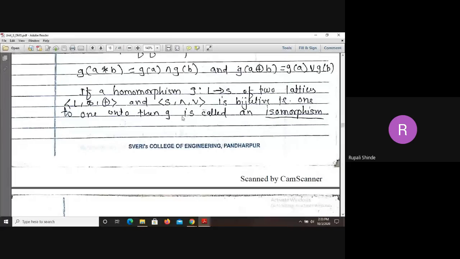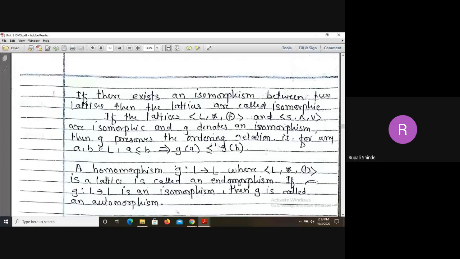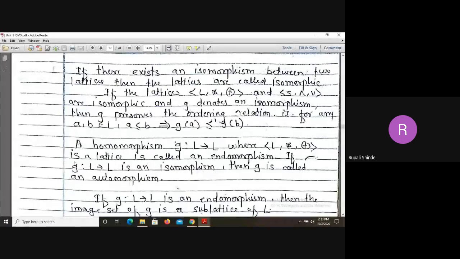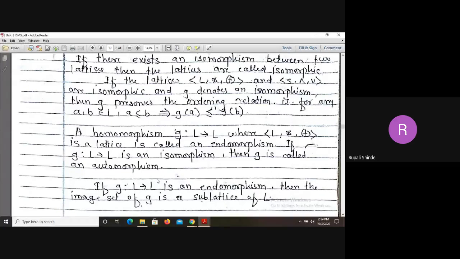What is isomorphism? If that function G is both one-to-one and onto, then the homomorphism G is called an isomorphism. And the next definition, endomorphism: if homomorphism G is defined from L to L, then G is called an endomorphism. And for automorphism, if that function G is an isomorphic function, then G is called an automorphism. Did you understand the definitions? You only have to remember the keywords.